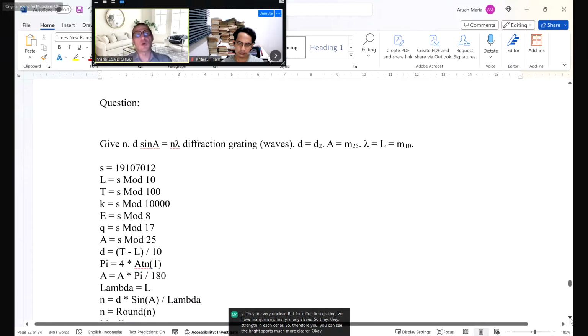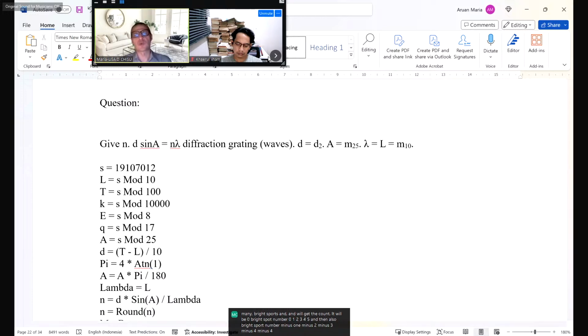Okay, so it will be the eigenvalue problem. So we will find many bright spots, and n will be the counter. It will be bright spot number 0, 1, 2, 3, 4, 5, and then also bright spot number -1, -2, -3, -4, -5. So let me show you on the screen how it looks. So diffraction grating, similar but better than the double slit experiment.